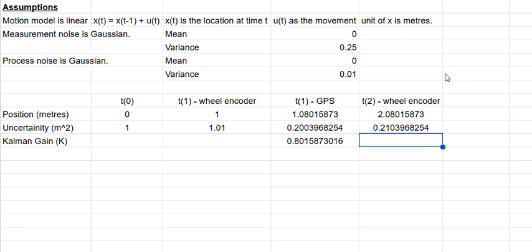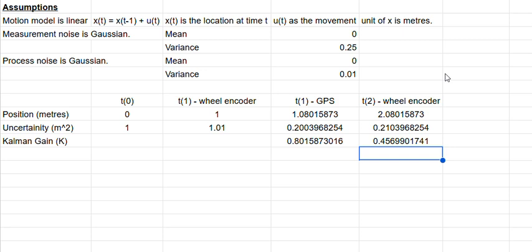Now I need to find out the K for this thing. And for the K, we're going to take the uncertainty from what you have here from the wheel encoder, plus what you have over here, the variance, and that will be 0.4569.